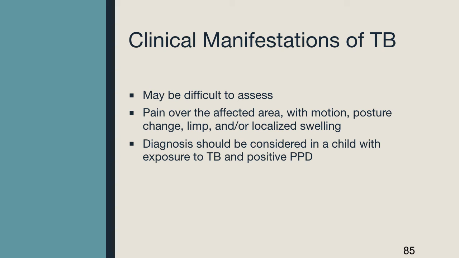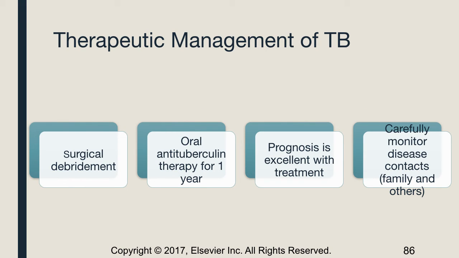Usually there's pain over the affected areas with motion, postural changes, a limp, and/or localized swelling. The diagnosis should be considered in a child who's had exposure to TB and has a positive PPD, and then all of the joint pain. The therapeutic management is surgical debridement of the joint and oral antituberculin therapy for a year. The prognosis is excellent with treatment, and then we're going to carefully monitor the disease contacts. In other words, where did this kid get his disease to start out with, and make sure that they're getting treatment as well.